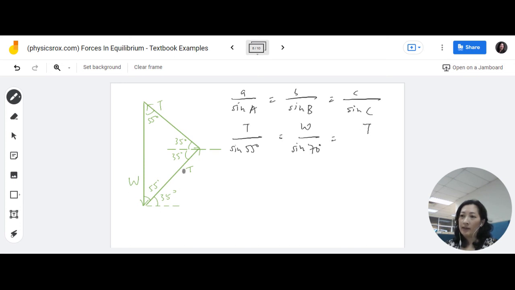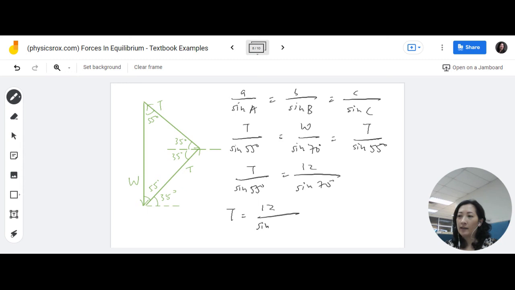And the other, T over sine 55. So you don't have to solve both because it's exactly equal, right? So we'll just take one side. And we already know that W is 12. So this gives us T over sine 55 equals 12 over sine 70. And from here, when we solve it, it's 12 over sine 70 times sine 55. Work it out, you will get 10.46 Newton.